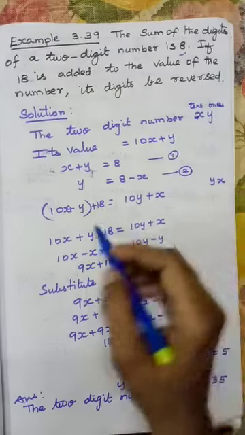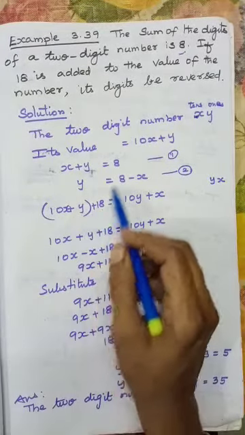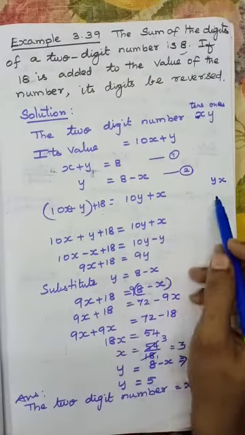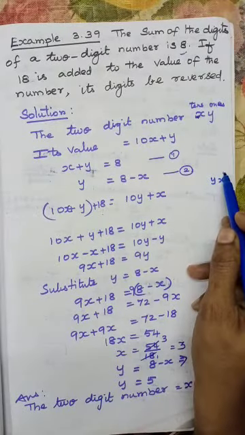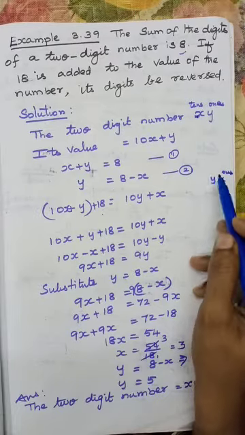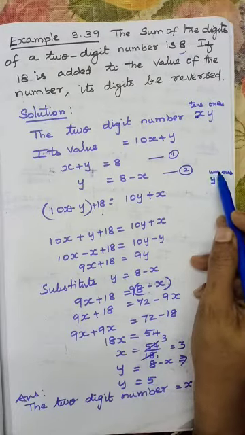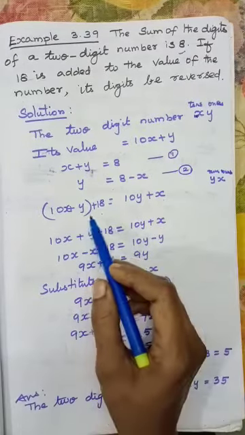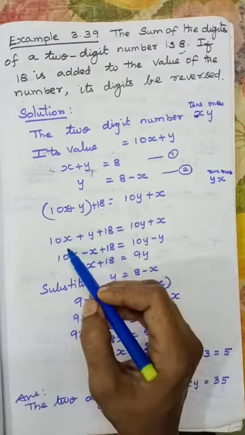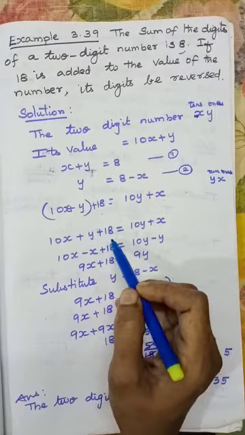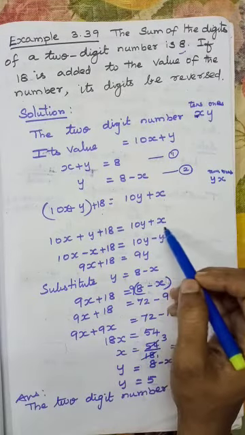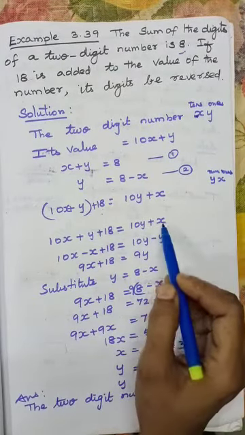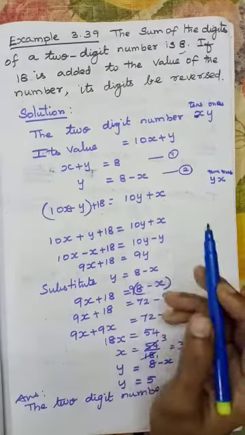Okay. So 10x plus y plus 18 is equal to, here x comes in the ones place, y comes in the tens place. So 10y plus x. Okay. So now you simplify this. 10x plus y plus 18 is equal to 10y plus x.